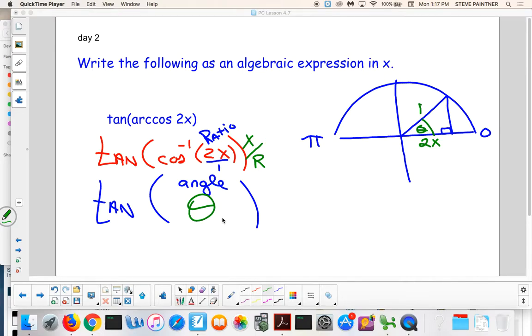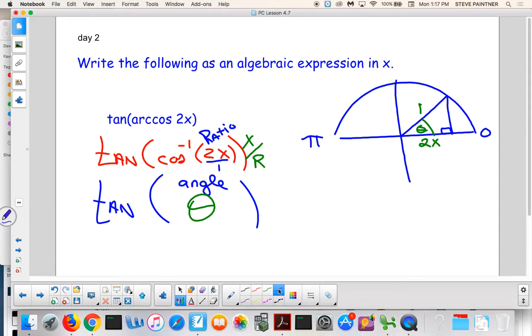Tangent of theta. Well, what's tangent of theta? Tangent is really just what over what? Y over x. Okay, well, if that's all it is, then here's my y, here's my x. I don't even know what my y is until I do something. What do I have to do?